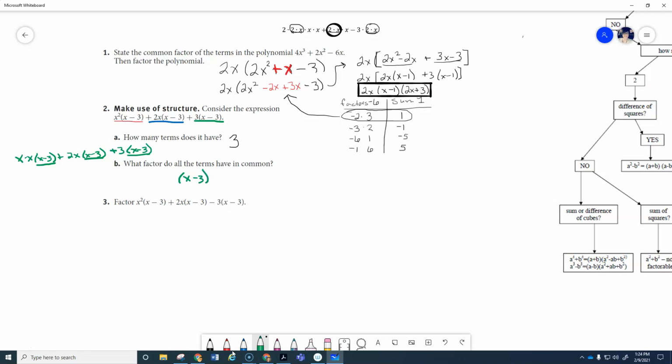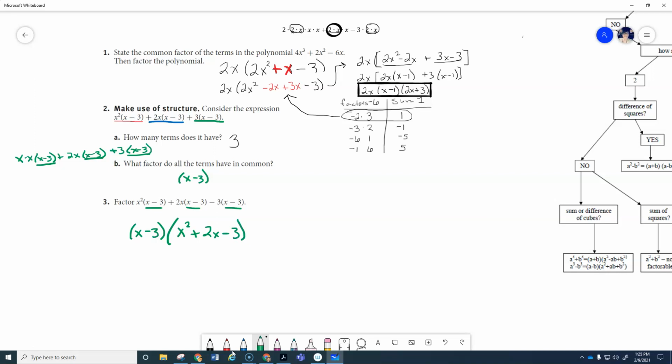So this problem becomes that x minus 3 becomes the GCF. The x minus 3 is the thing that can be factored out, and when we factor it out, what does that leave? Well, in this first term, it leaves x squared. In the second term, it leaves 2x, and in the third term, it leaves minus 3.